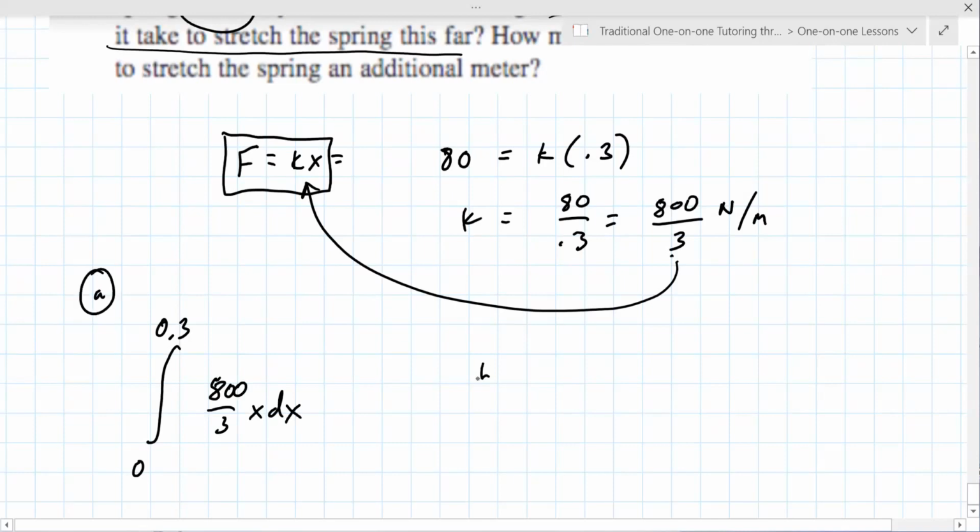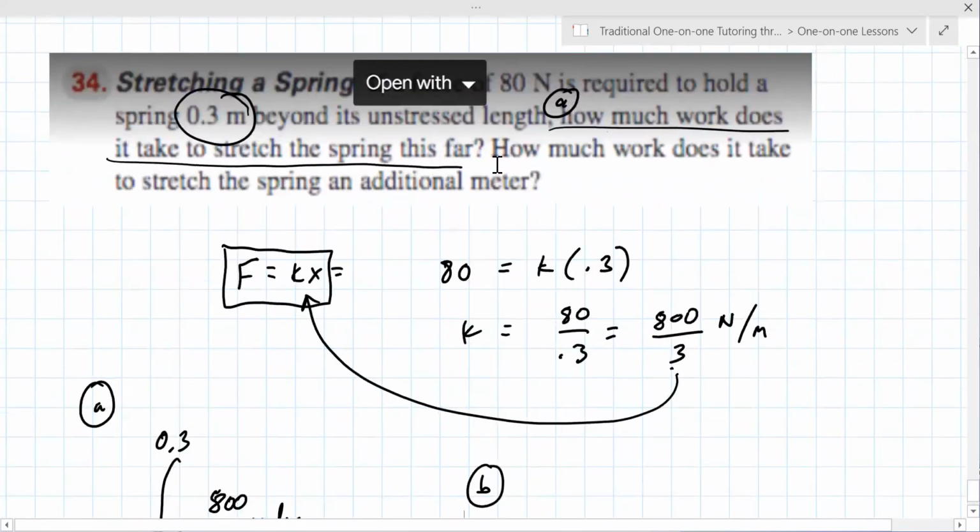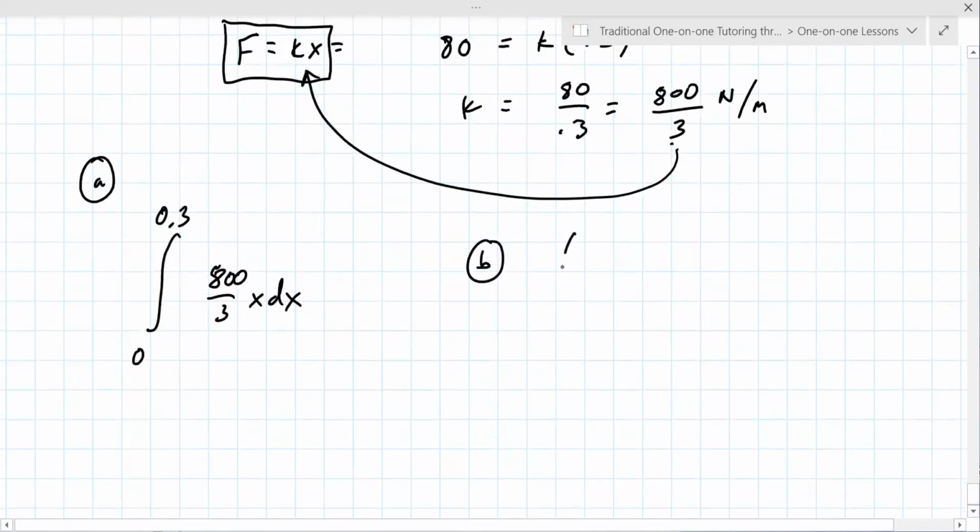Part B is they want you to stretch it an additional meter. So they're saying from 0.3 to 1.3. They are not saying from 0 to 1. And the answers are not the same. That's because this is a linear function here, and when you integrate it, you get a quadratic. So they're saying from 0.3 to 1.3, 800 over 3 x dx.